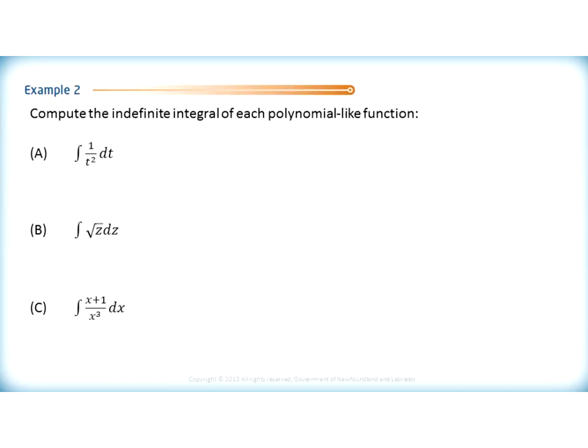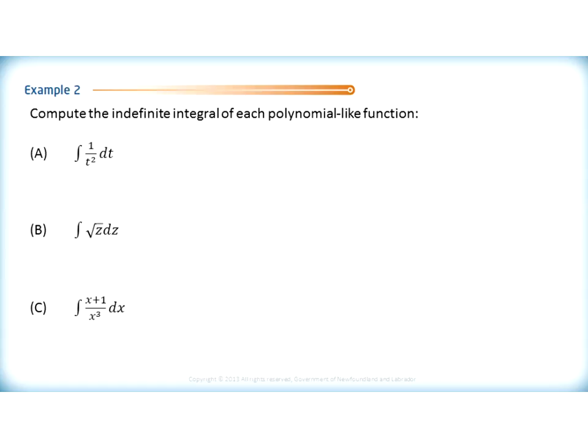It says, compute the indefinite integral of each polynomial-like function. These aren't polynomials, but what we can do with each one of them is we can just sort of tweak the expression that we have a little bit to make it look like a polynomial, and then use our power rules for anti-differentiation. Very similar to stuff that we used to do with derivatives before we had any other way to differentiate other than just the power rule.